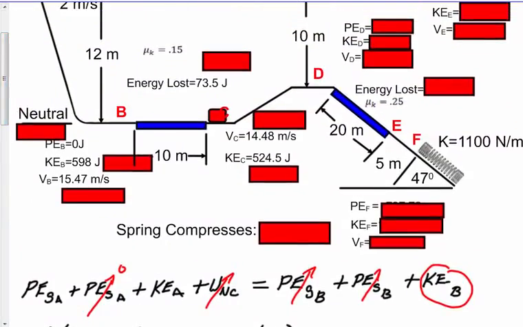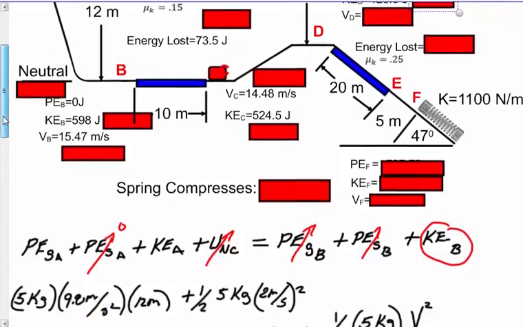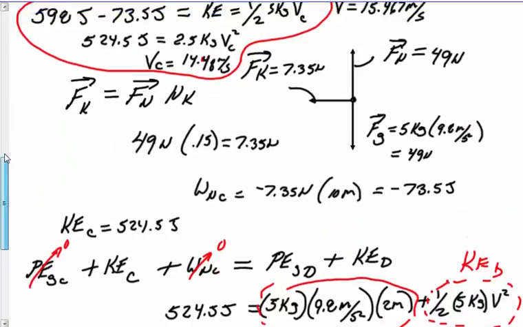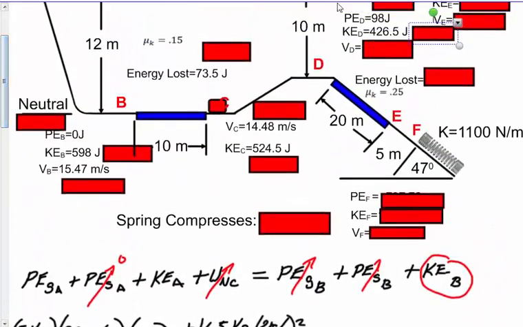And my gravitational potential at D, 98 joules. What's my kinetic energy? I got 426.5. I believe that's what I got down here. Yes, 426.5. And my velocity at D, I had 13.06. Let's check and see if I got that here, and that's 13.06. All right, so we're moving right along. We're doing great so far.